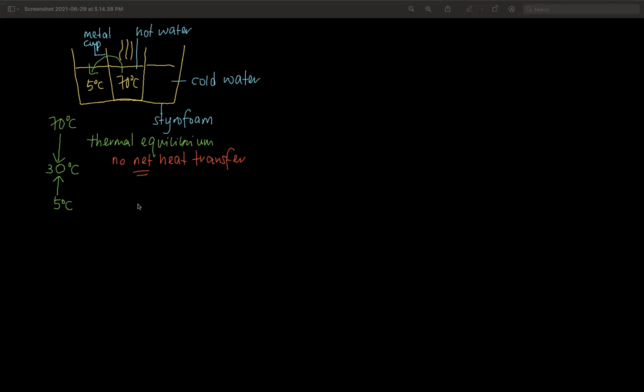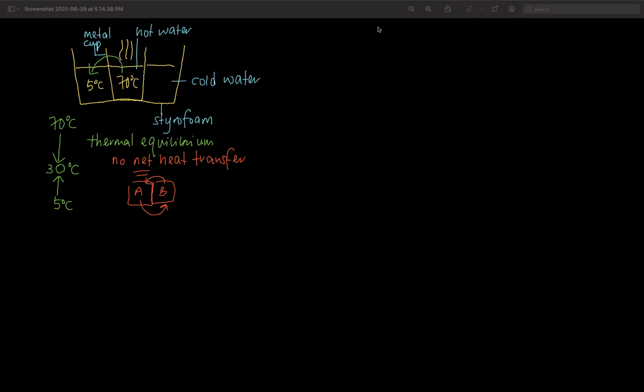Let's say you got two objects, A and B. Heat transfers from this object to this object and from this object to this object, and they are the same. They cancel out each other, leaving no net heat transfer. Right? That's why I say no net heat transfer. So this is the thermal equilibrium state.